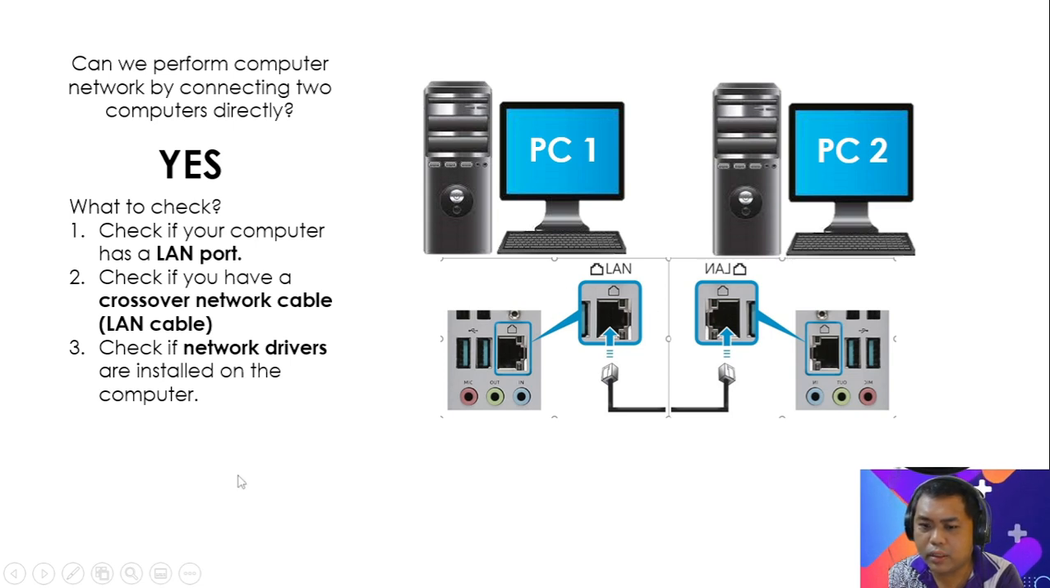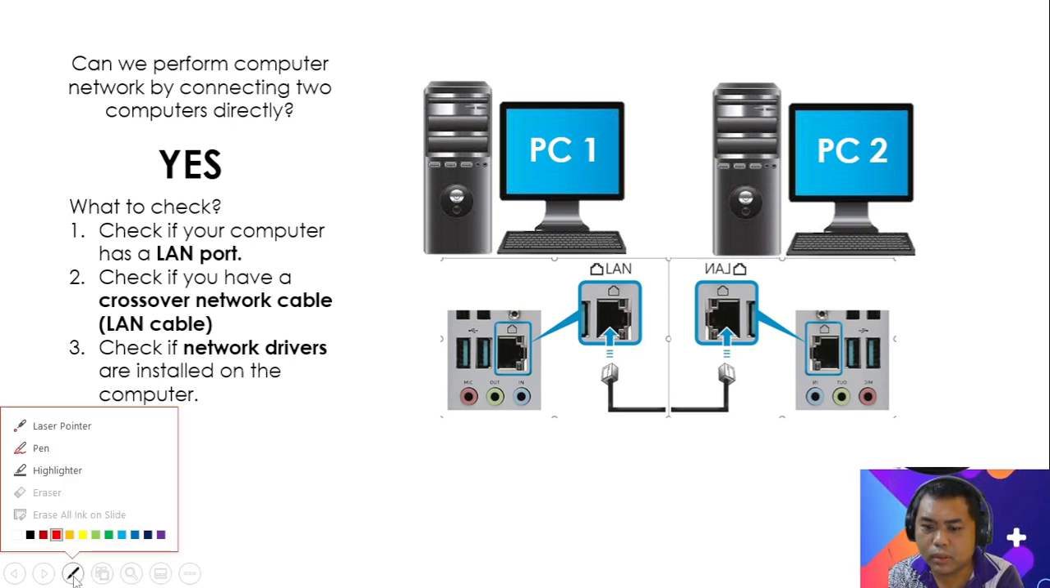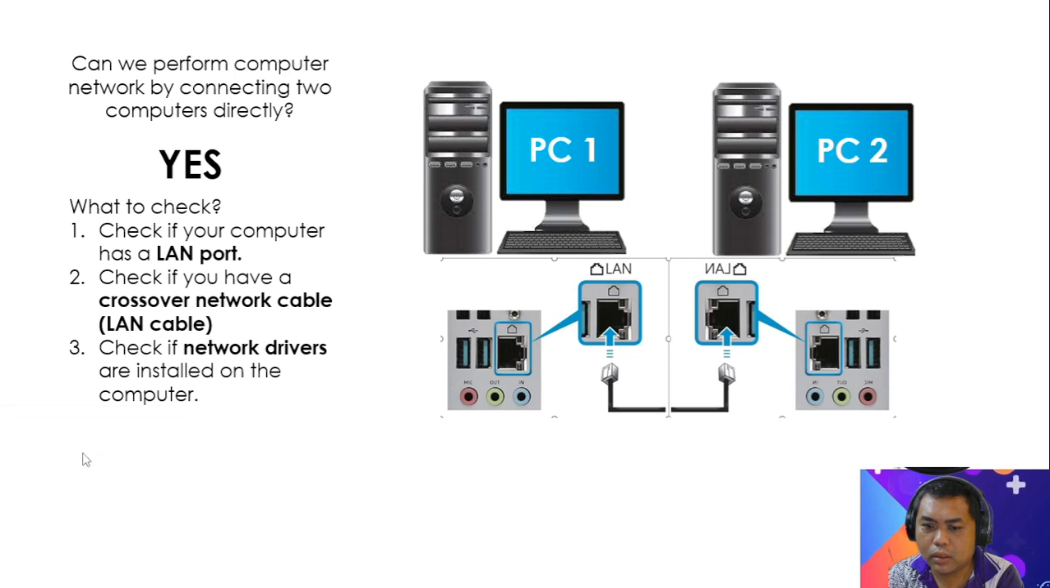Here in this part, this is your LAN port. So, we need to check if it is there. So, PC1 has a LAN port, PC2 has a LAN port as well. Number 2, we have to check if we have a LAN cable.